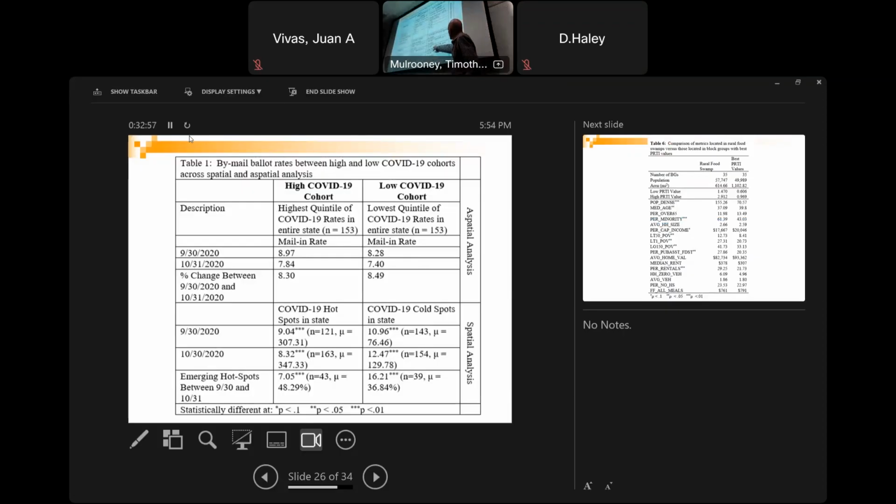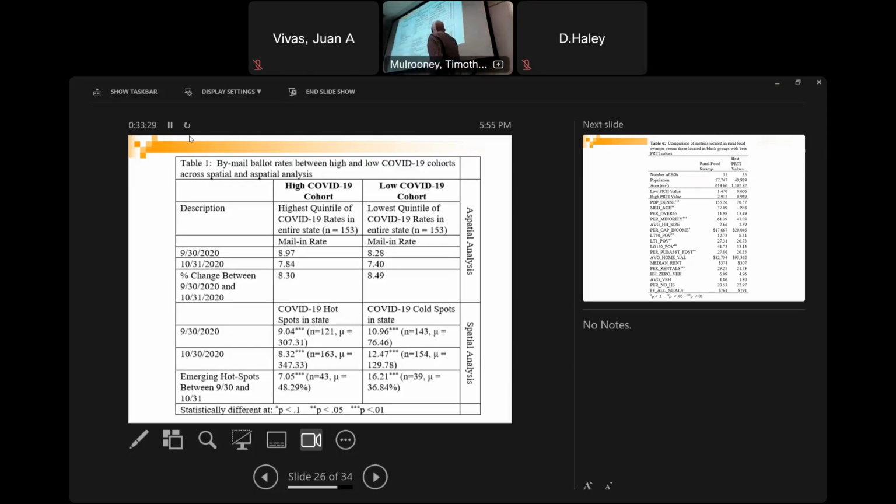You can see the cold spots had a by-mail rate of 12.47. What does N mean? Sample size. And so my sample size was 154 versus 163. This mu is the average, which isn't going to count for this because we're looking at by-mail rates. This is the average COVID rate here of those hot spots and cold spots, which obviously are going to be different because one's in a hot spot, one's in a cold spot.